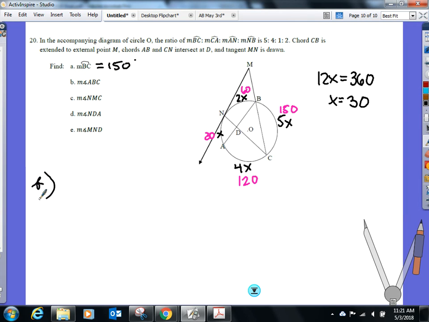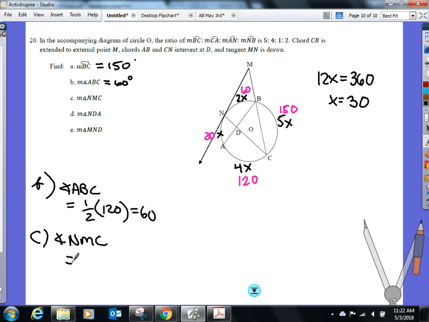Let's figure out what type of angles we're dealing with. Angle ABC, part B. ABC is inscribed. What's the rule for inscribed? Half the arc. What arc measure is it drawn to? 120. ABC is 60 degrees. Angle NMC, where is it? Outside, right? Is that adding or subtracting the arcs if it were outside? Subtracting, then half, right?